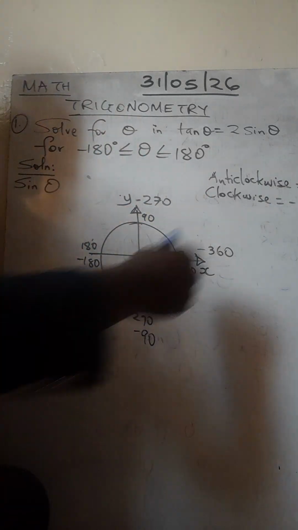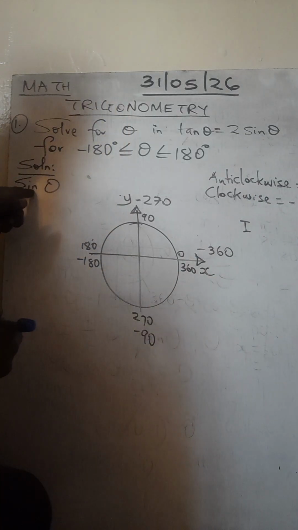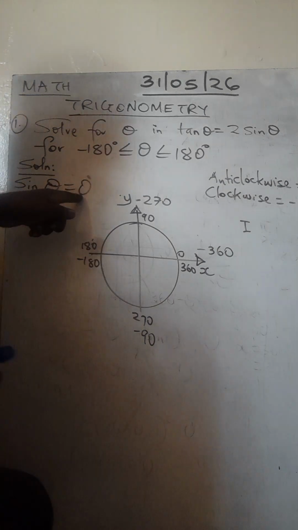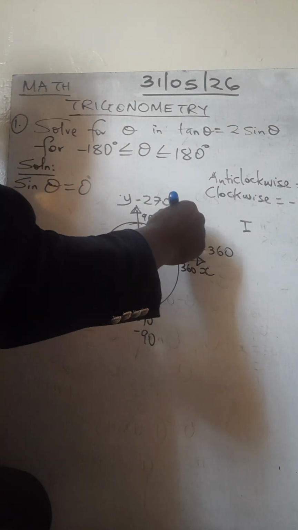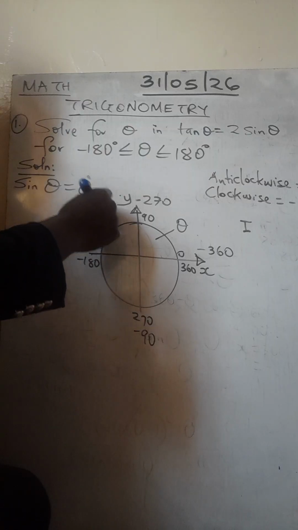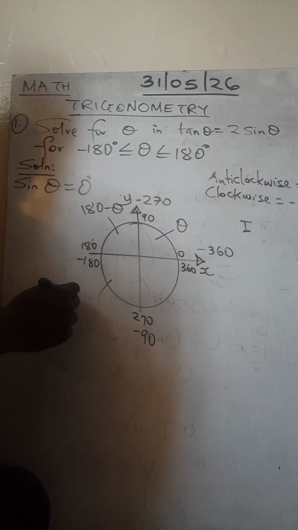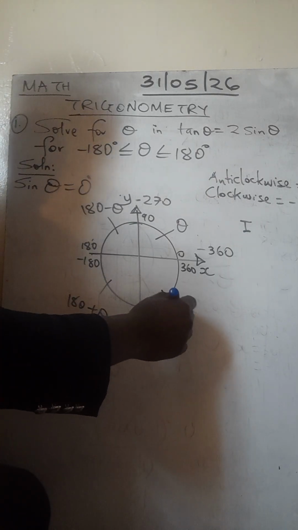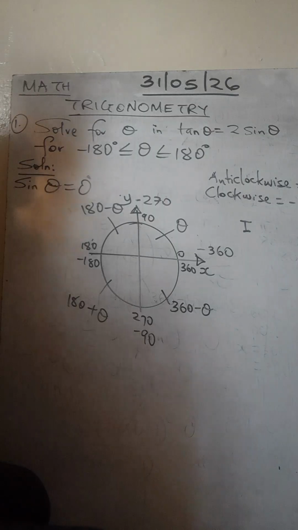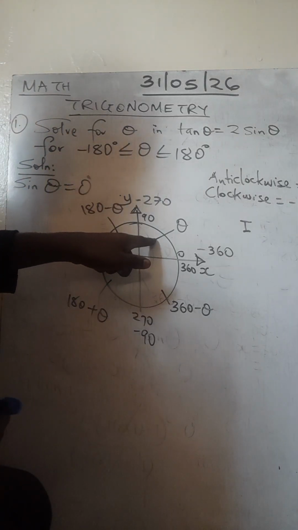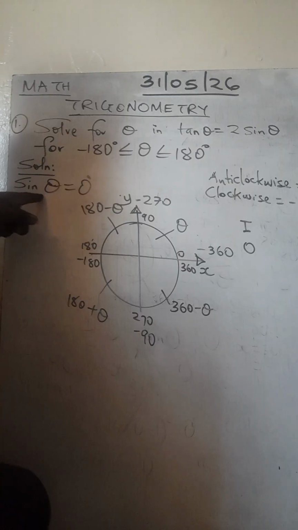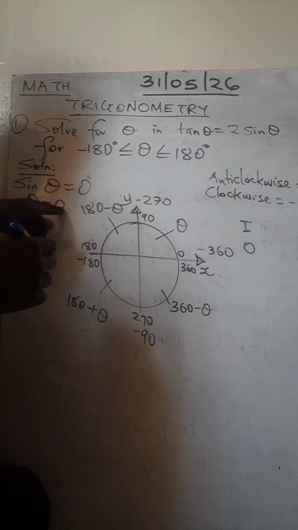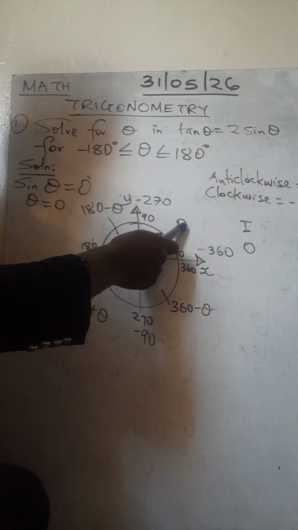We have said that in the first quadrant, now we are still talking about sine of theta equals 0. In the first quadrant, we say that we have theta. Here we have 180 minus theta. Here it is 180 plus theta. And here it is 360 minus theta. So in the first quadrant, it is just 0 because we say this one theta is 0. When sine of theta is 0, theta will be 0. In the first quadrant it is just 0.